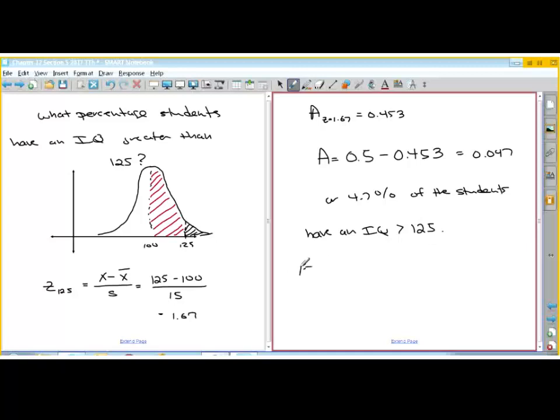So let's say you had 150 students in an elementary school per year on average, because it varies from year to year. Some years you have smart kids, some years you don't have as many smart kids. So you'd multiply that by 0.047. So you get 7 students.